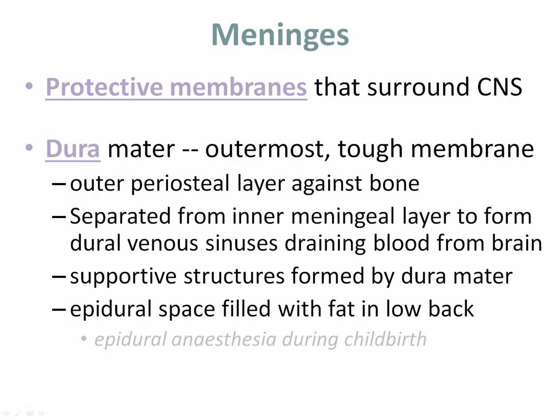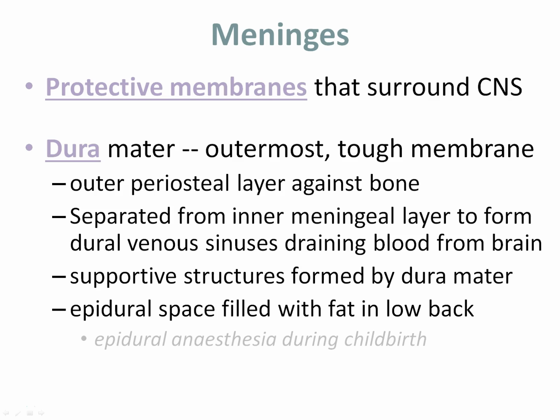The meninges are protective membranes that surround the central nervous system. The dura mater, note the spelling with one T, is the outermost tough membrane. It has two layers, an outer periosteal layer that's directly against the bone, and that's separated from the inner meningeal layer to form our dural venous sinus. This is one of the areas that drains blood from the brain.